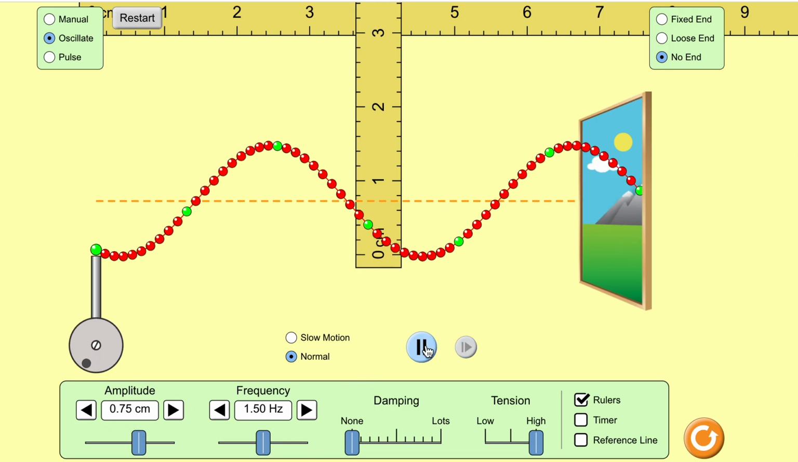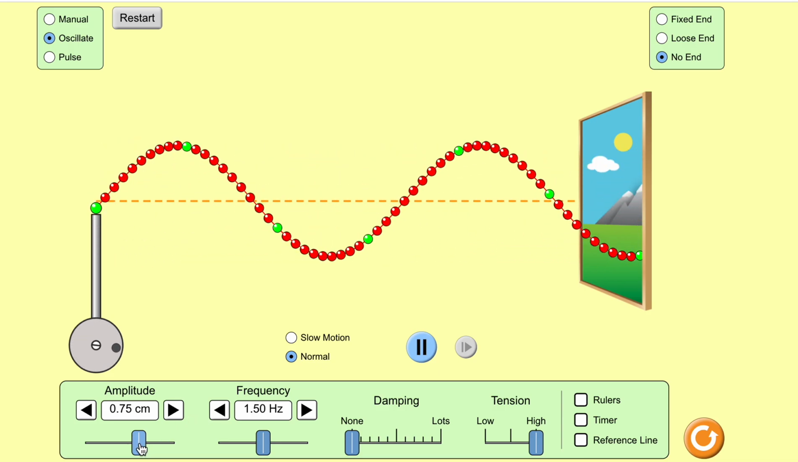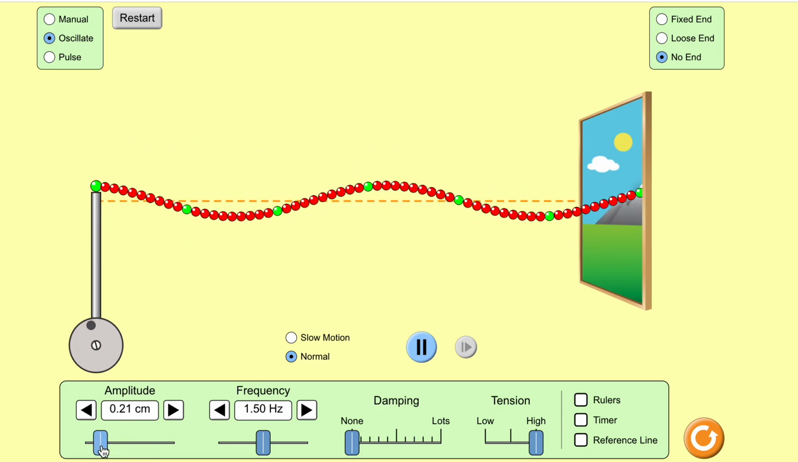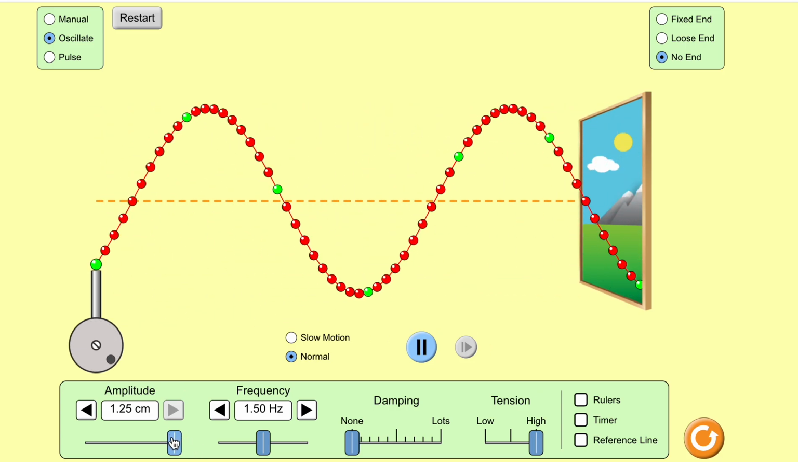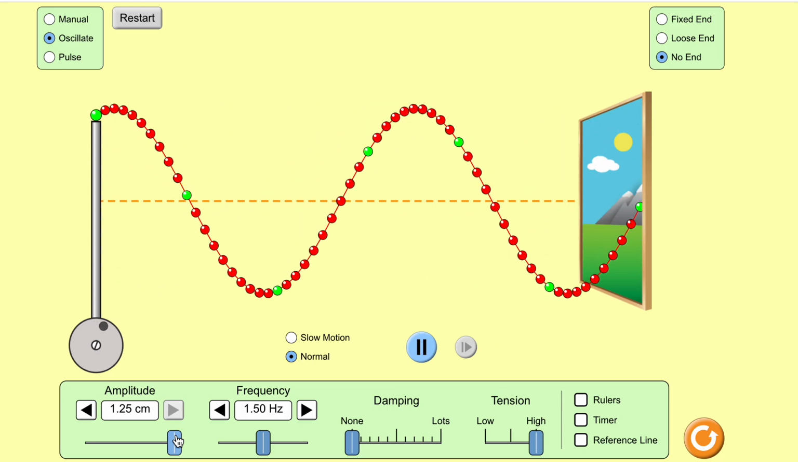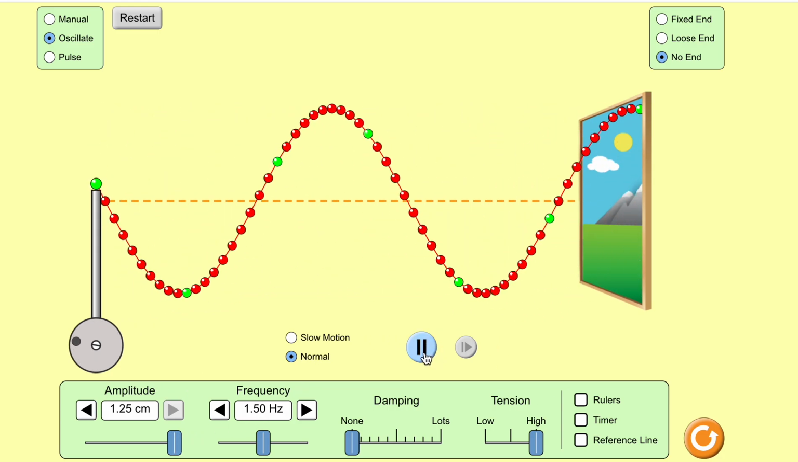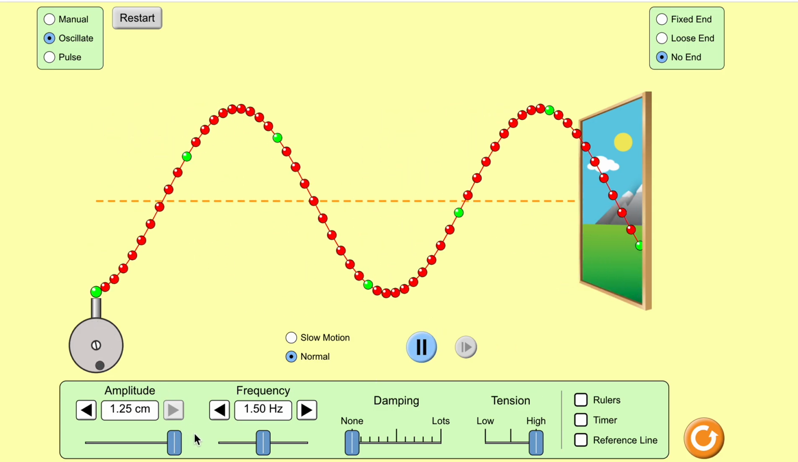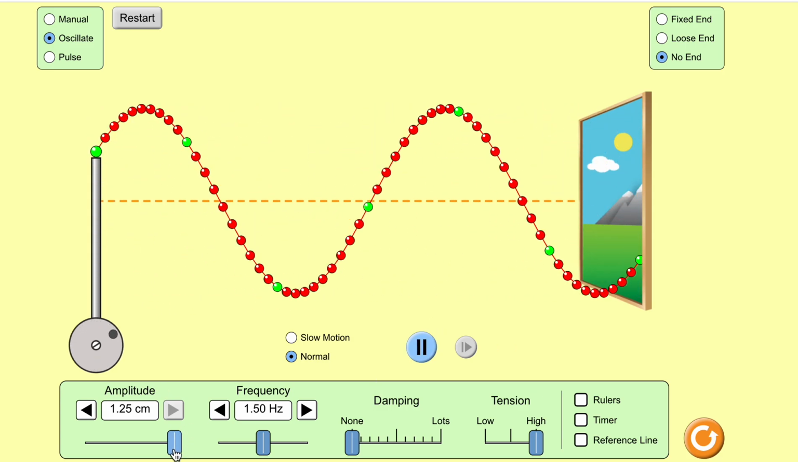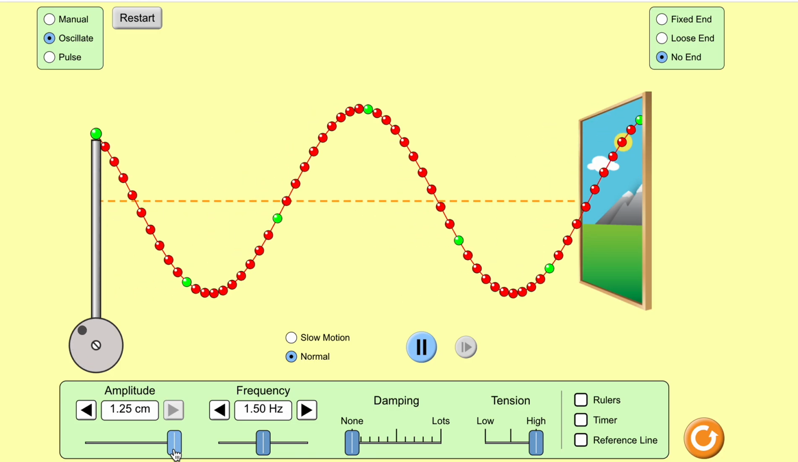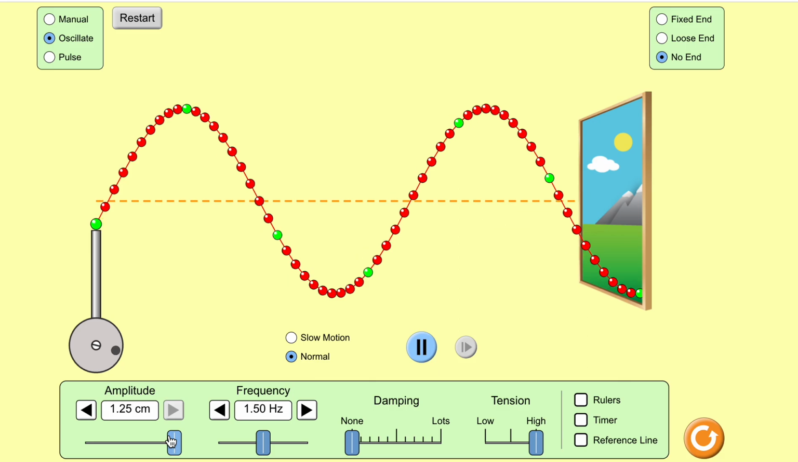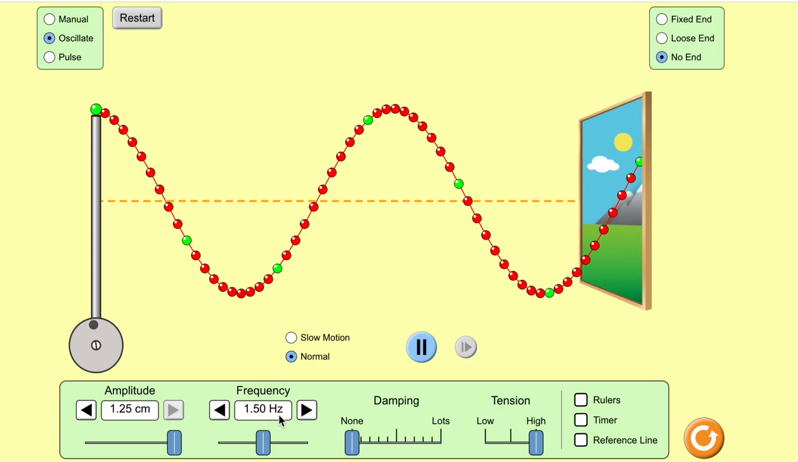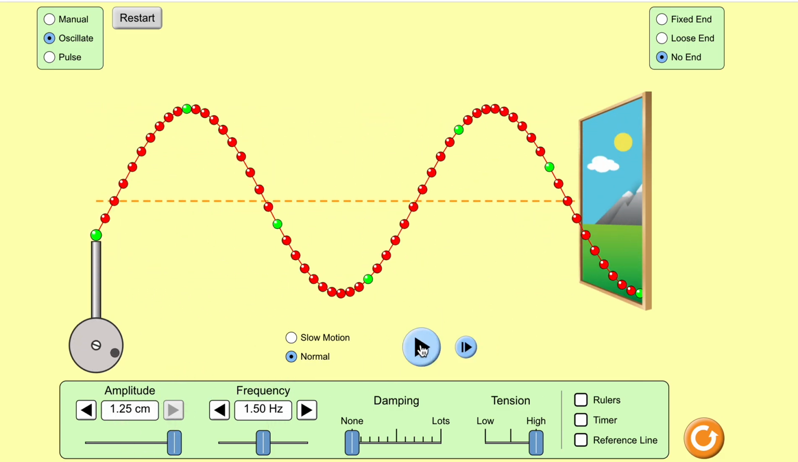If I hit run, and let me get rid of my rulers, and I make my amplitude smaller, you can see the wave is smaller. If I make my amplitude bigger, you can see my wave is bigger. So amplitude literally is how big the wave is. If we are talking about sound, and I would like to make bigger waves, well, I need to do this! That would be a bigger wave. If I would like to make a smaller wave, I would do that. So that's amplitude. Make sure you label it, make sure it makes sense to you, okay?